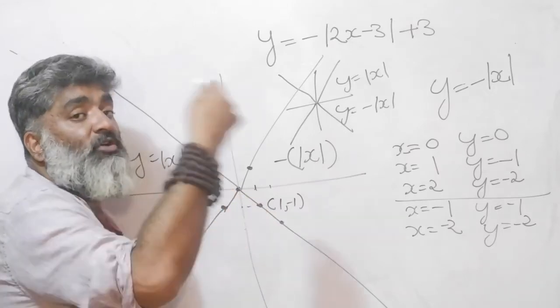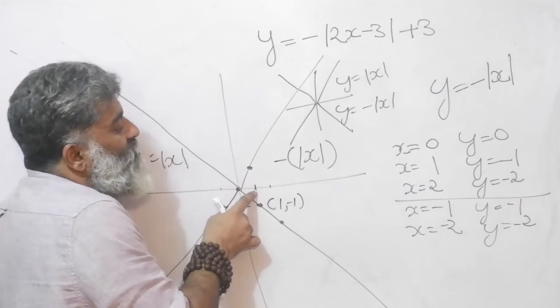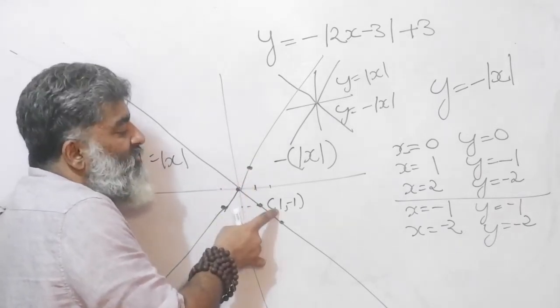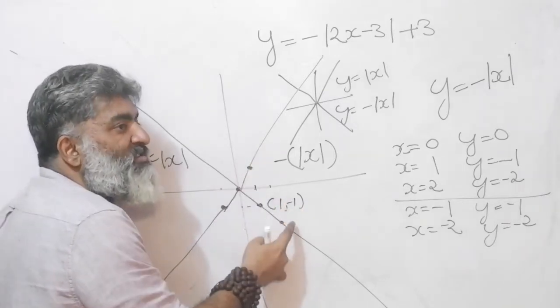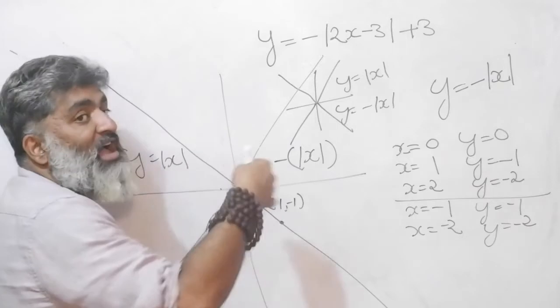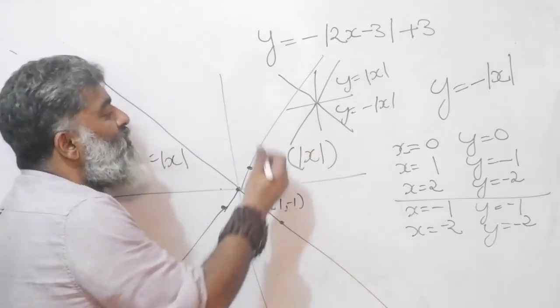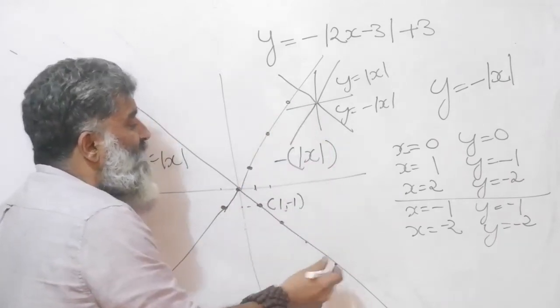That means whatever was positive will become negative. So this point, x was 1, y was 1, will become negative. That means x will still remain 1, but y will become minus 1. x is 2, y is 2, it will become x is 2, y is minus 2. So the final output is becoming negative. So for every point you're getting a copy down.